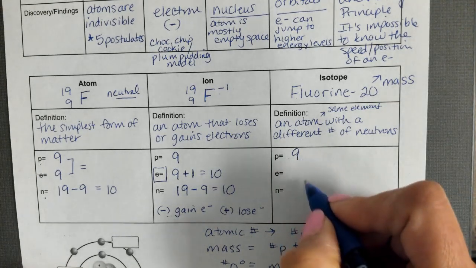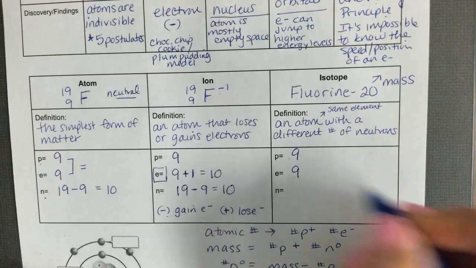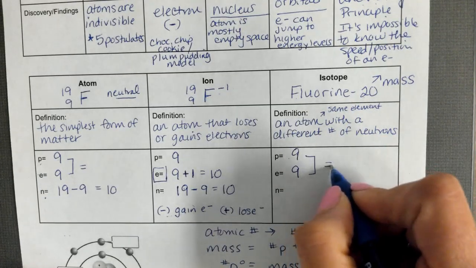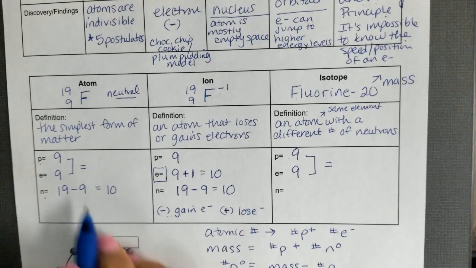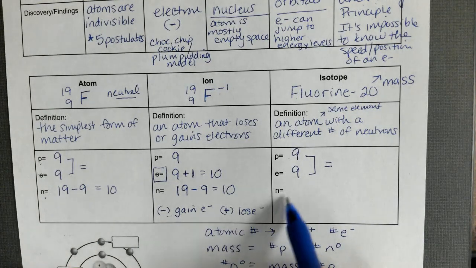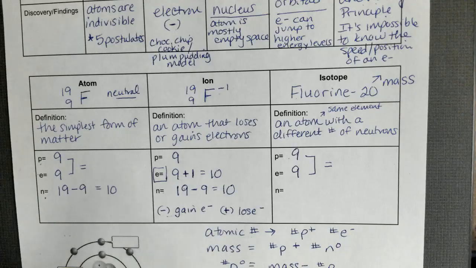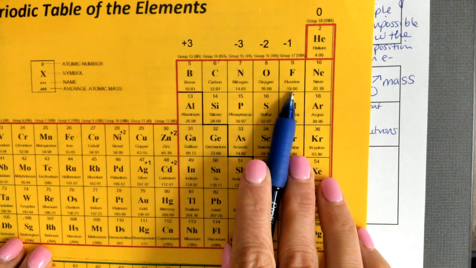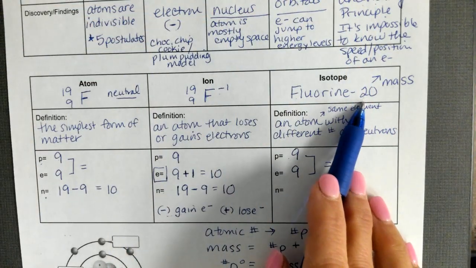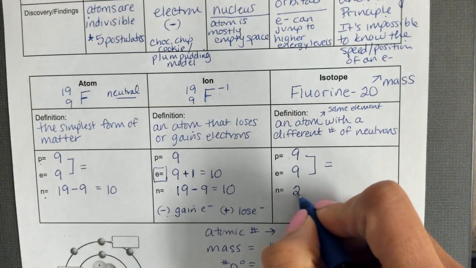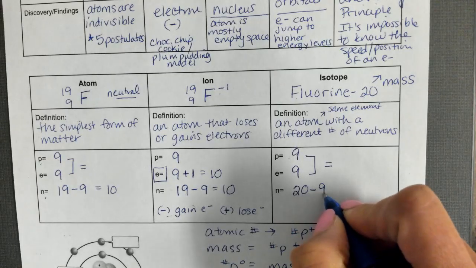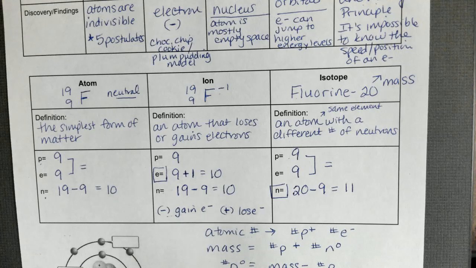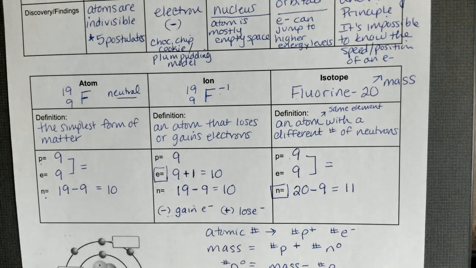I'm going to come down here. Now my electrons is still going to be 9. There is no negative or plus by my fluorine. These are equal to each other, just like they were in my atom. And then to figure out my neutrons, I am not going to take the average atomic mass that's right there. Instead, I'm going to take the mass that is in my notation, which is 20, and subtract 9 from it, and that's going to give me 11. So in an isotope, it's your number of neutrons that changes.